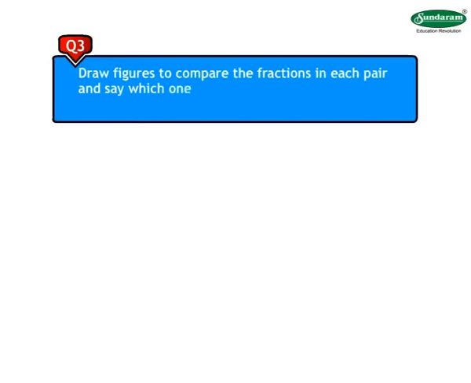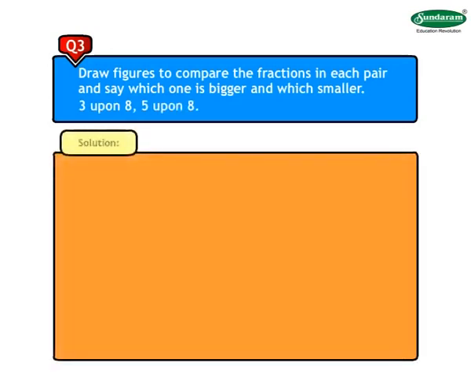Question 3. Draw figures to compare the fractions in each pair and say which one is bigger and which smaller. 3 upon 8, 5 upon 8. Solution. Now, to represent the fraction 3 upon 8 in a figure, draw any figure, a circle or rectangle.